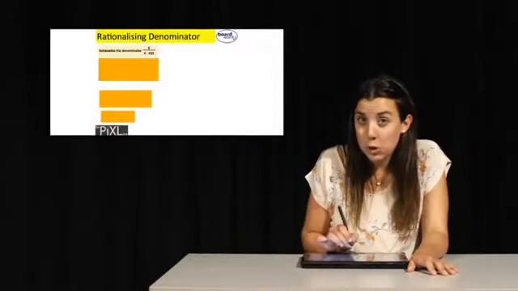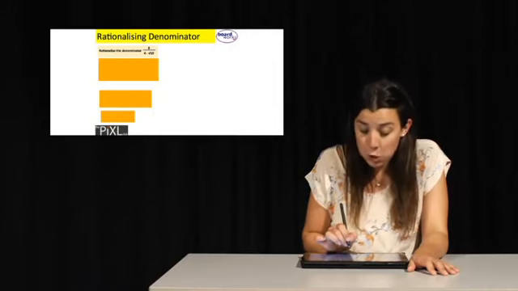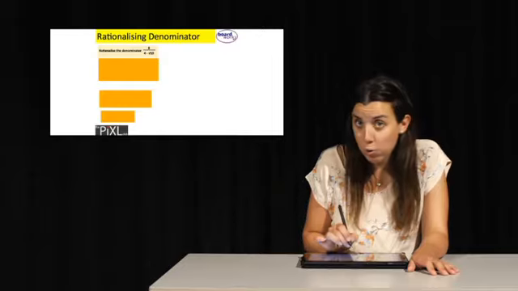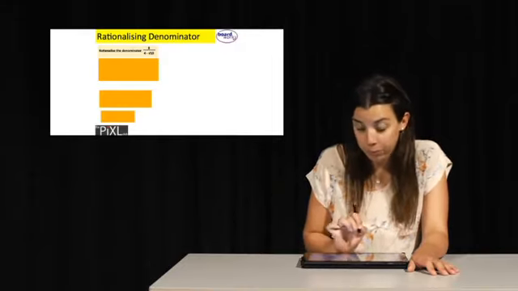There's now one question for you to try on the next page. Rationalise the denominator, 8 divided by 4, subtract root 10. 2 minutes, off you go.